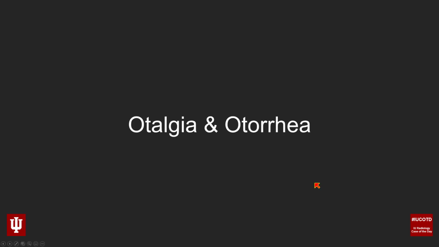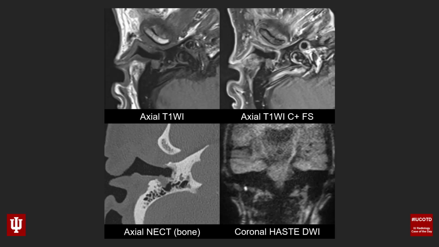So the history in this case is a patient who came in with otalgia and otorrhea. And I've got four images for you to take a look at. Top left, we have an axial T1 weighted image. This is a pre-contrast T1 image. Top right, we have an axial T1 post-contrast fat-saturated image.